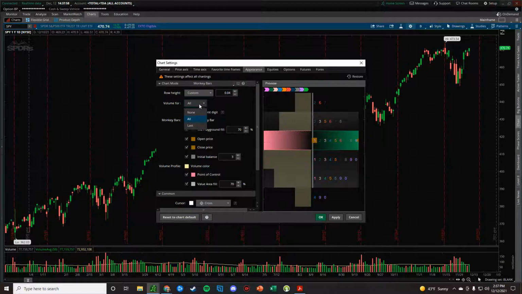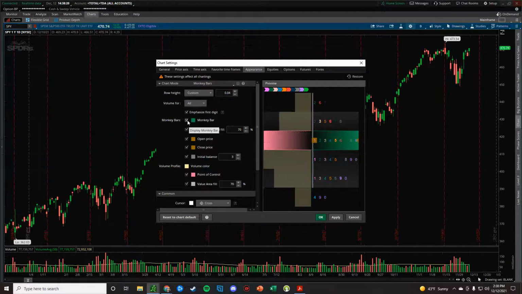We're going to make sure that volume for all is turned on. We want to be able to see the volume profiles for every TPO chart. We're going to emphasize our first digit. It's going to give us a little bit of a better understanding of where each one opens up. This is more important when we're looking at previous information as opposed to information as it's building.